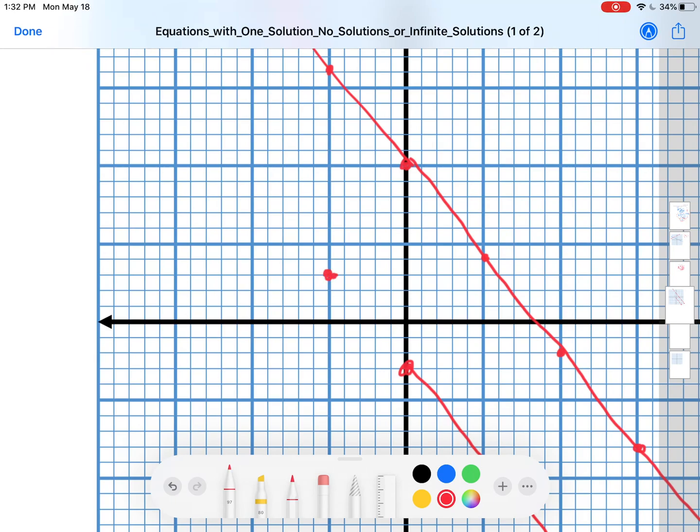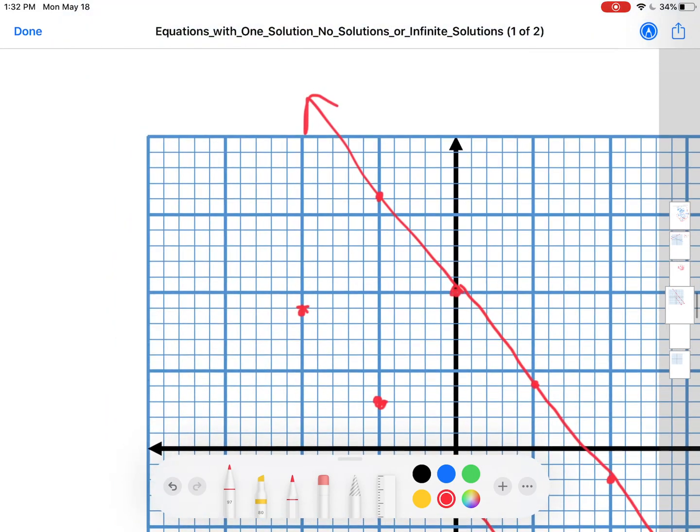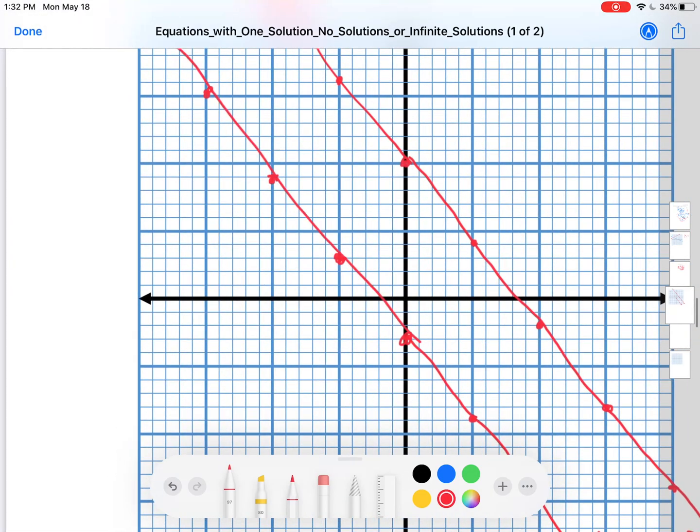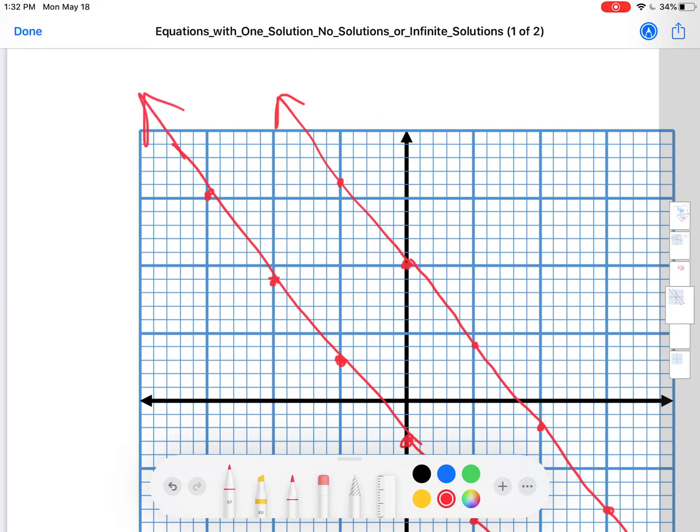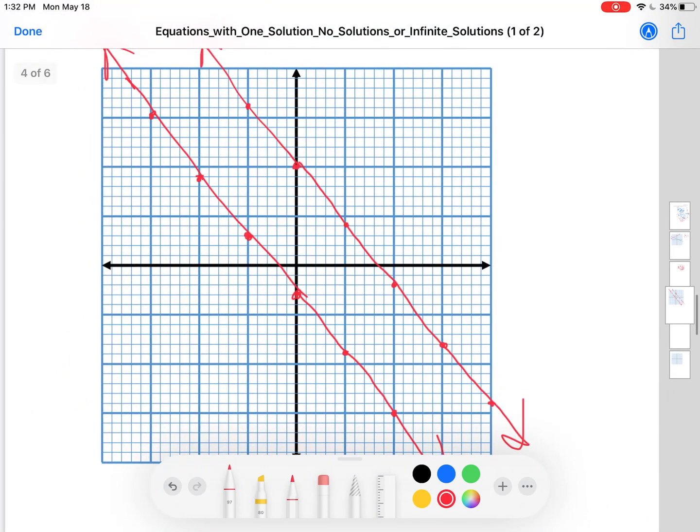6, 5, and off the graph. Draw the line this way. And then we just have to find the point of intersection. Hey, look, they're parallel. They don't have a point of intersection because parallel lines will never cross. They remain the same distance apart from each other at all times. That's why this equation has no solutions.